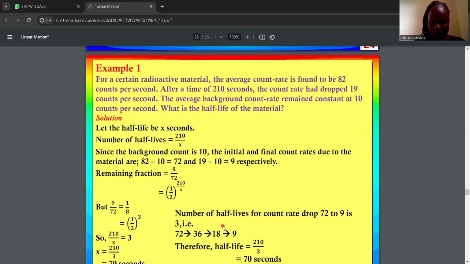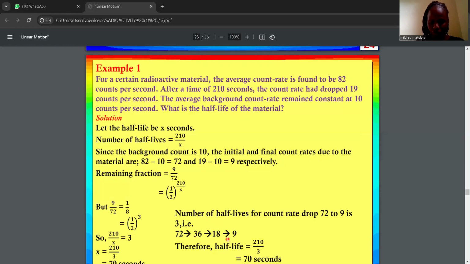So if the count rate drops from 72 to 9, then it implies that there were several half-lives from 72 to 9. Because we have the first half-life when the counts drop from 72 to 36. That is our first half-life. Then the second half-life, when the counts drop from 36 to 18.